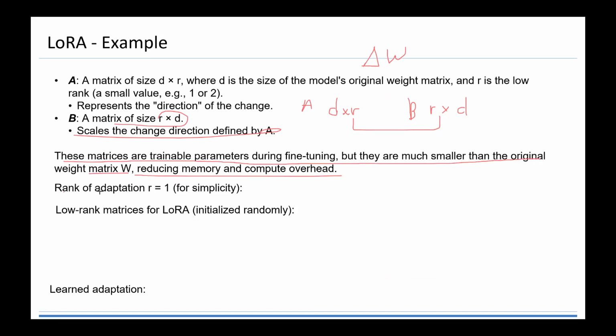So let's say I'm just using R equals 1. R equals 1 means R is 1. You can make R 1 or R 2. Sometimes you can make it 3 or 4, but the smaller is the better.